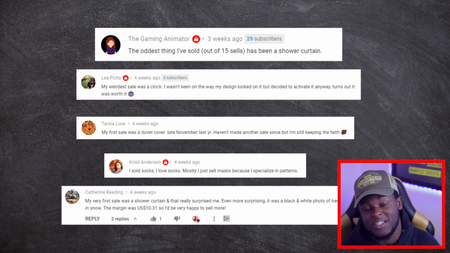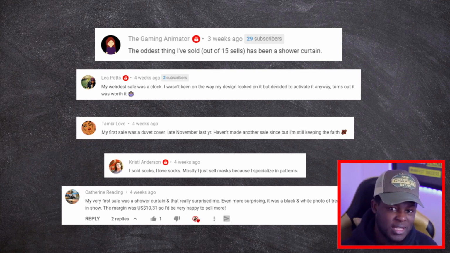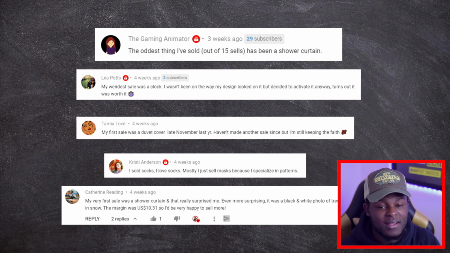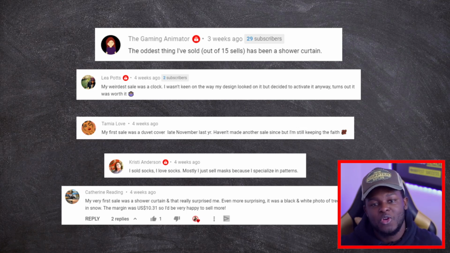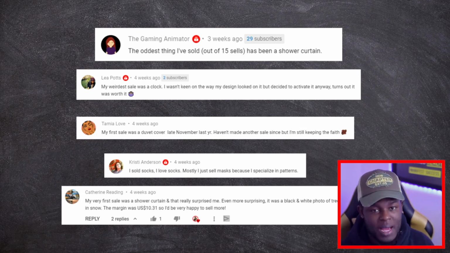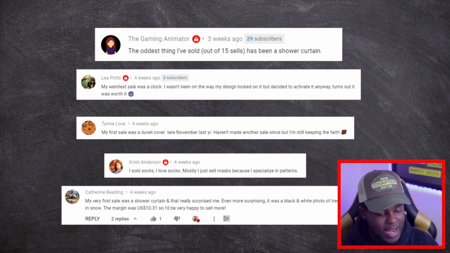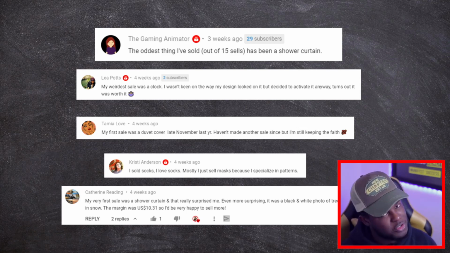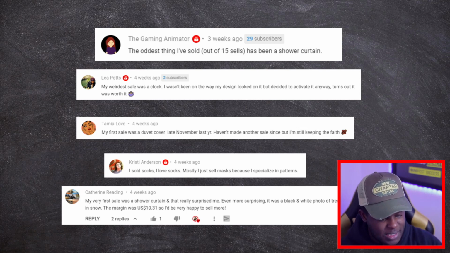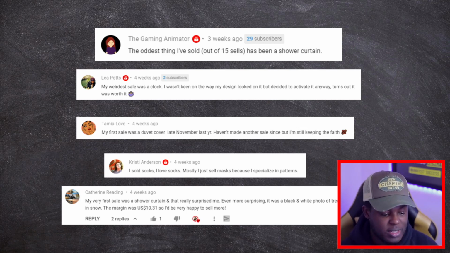A lot of people don't expect to sell socks, but one bonus tip for anyone looking to increase their socks sales: make sure you are creating patterned designs on them. I've noticed that's helped me increase my socks sales, and hopefully you can do the same. And then finally, we have Catherine Reading, or Catherine Redding, not too sure how that's pronounced, who commented saying my very first sale was a shower curtain, and that really surprised me. Even more surprising, it was a black and white photo of trees and snow. The margin was $10.31, so I'd be very happy to sell more.